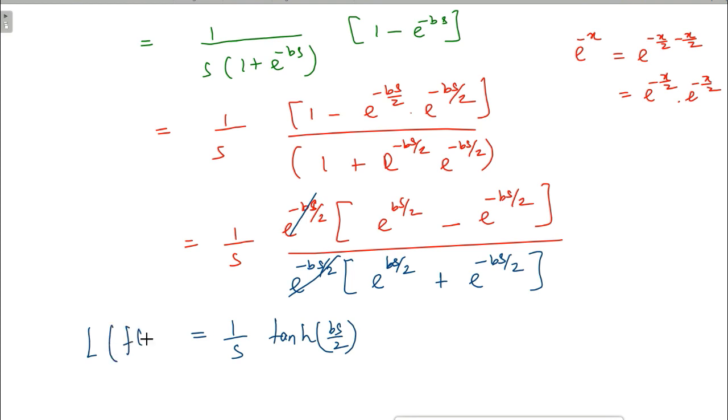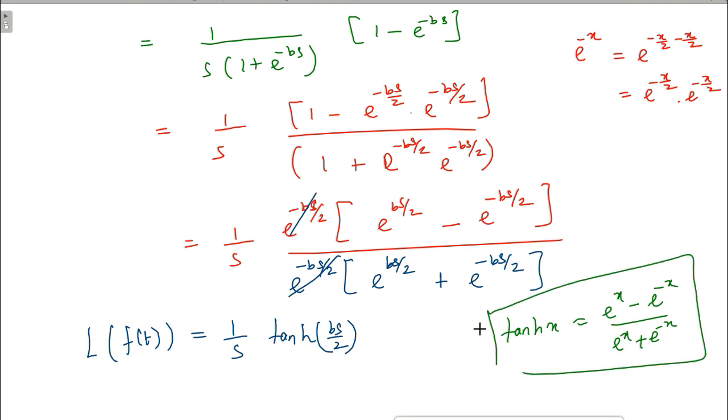So finally you may get the Laplace transform of f of t equal to 1 by s tanh bs divided by 2. So here I have used this formula, tanh x equal to e power x minus e power minus x divided by e power x plus e power minus x. By using this formula, I have concluded this step.